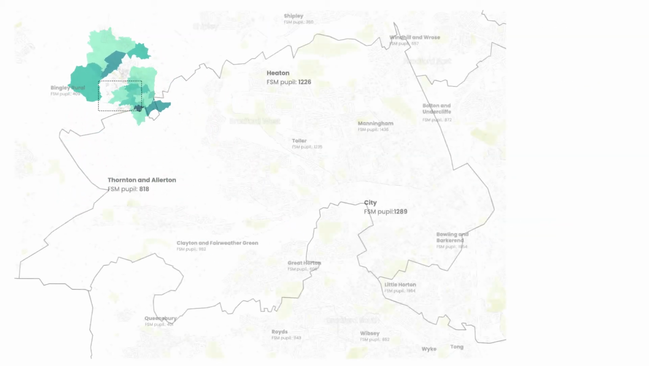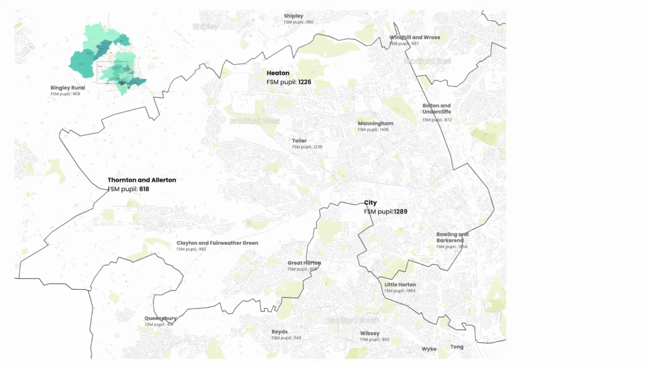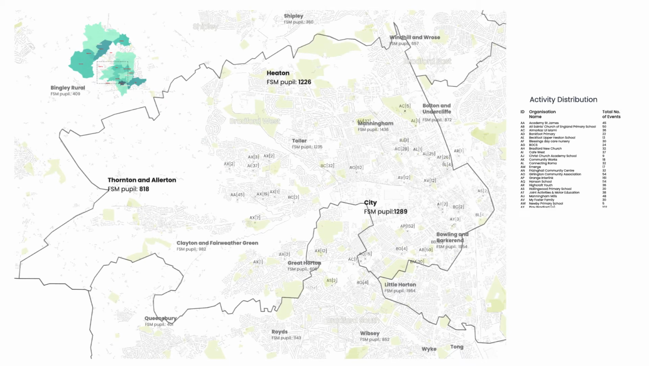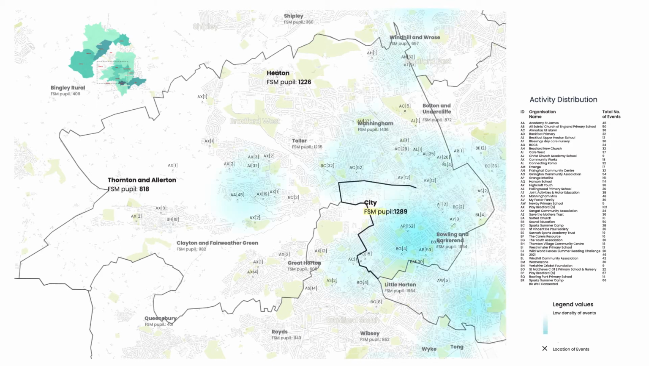So now we go into more detail and have a look at wards where activities took place. We can see that there are areas where there are a high number of free school meal pupils, together with high numbers of activities. Equally, we see areas where there are high levels of free school meal pupils, but only a few activities. The distribution of activities is not proportionate to where free school meal pupils are actually living.